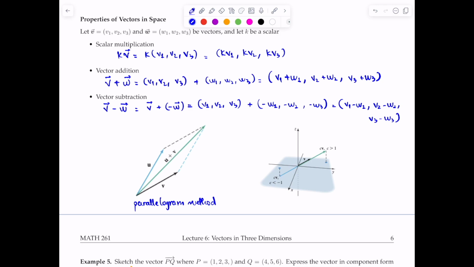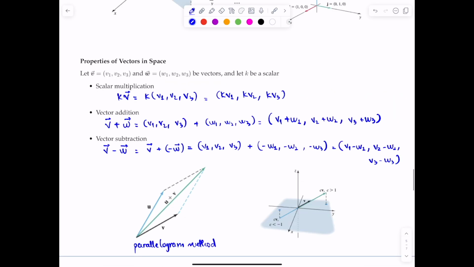So these are the basic properties of vectors in three-dimensional space. There are the properties that you saw in the last lecture as well, including commutative properties, associative properties, and distributive properties. Those properties can directly be applied to the case of three-dimensional vectors. Now let's move on to some examples.